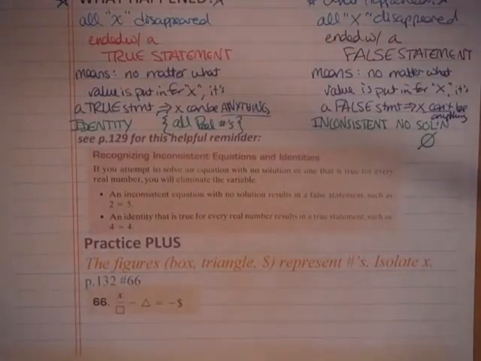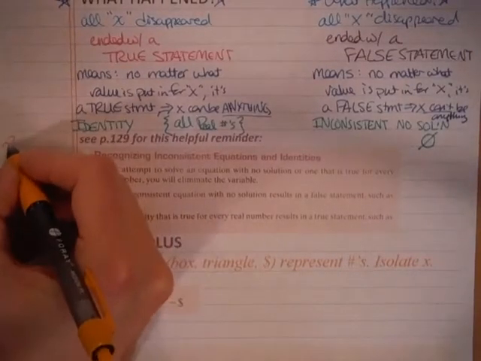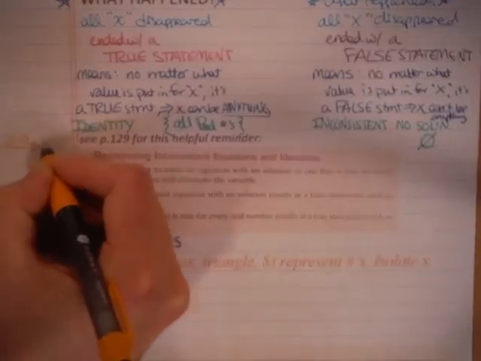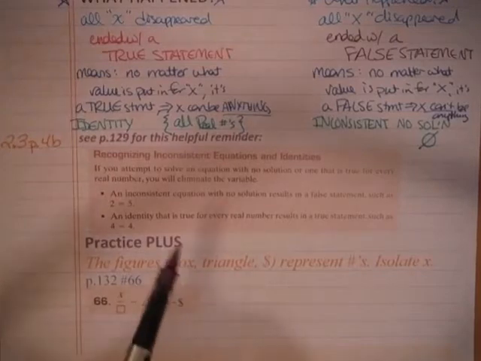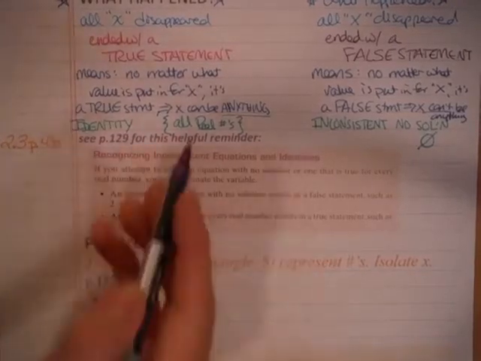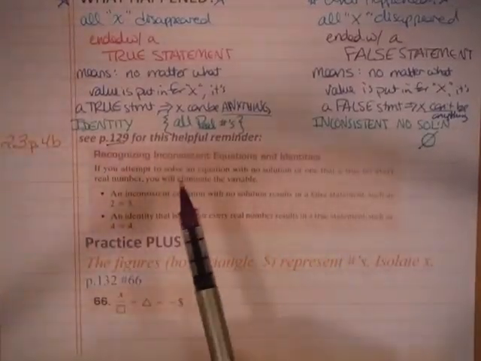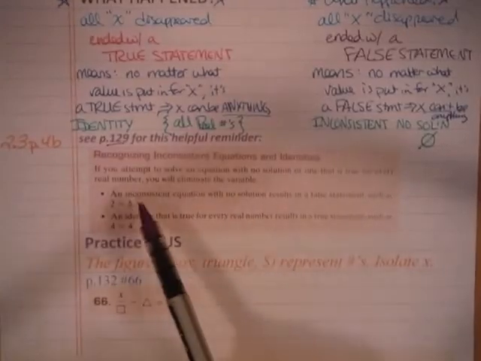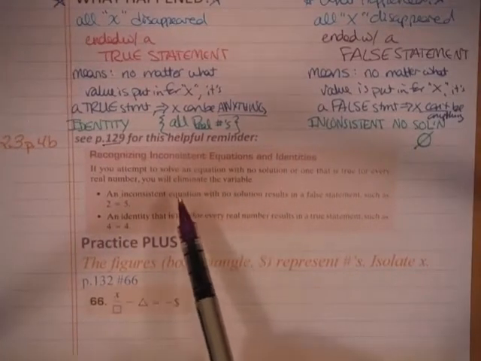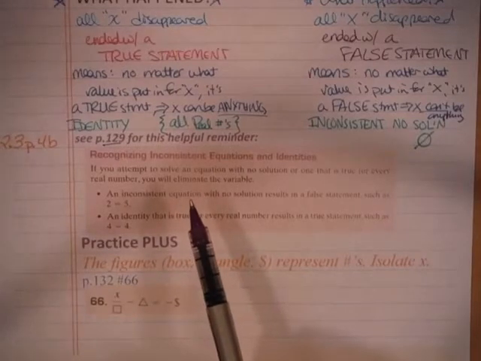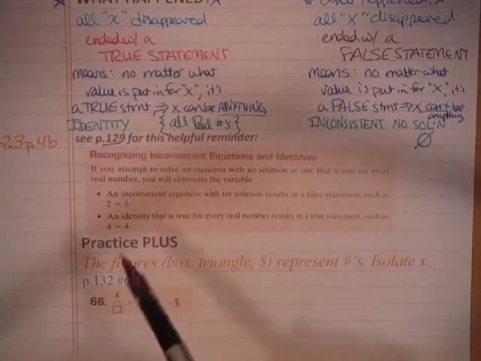Okay, here we are at the bottom of page 4, so we're in section 2.3, page 4b for the video. Just a little helpful reminder of what we were just talking about at the top of the page. You'll find it on page 129. If you attempt to solve an equation and the variable becomes eliminated, you're doing all the right steps, but all of a sudden the variable, poof, goes away, then you're left with one of two statements.